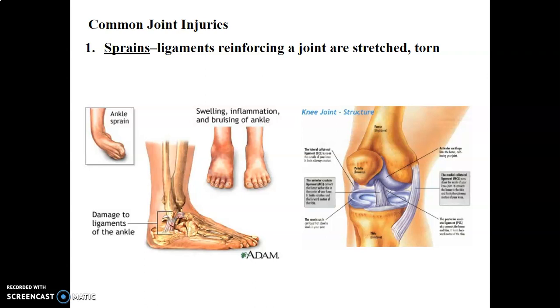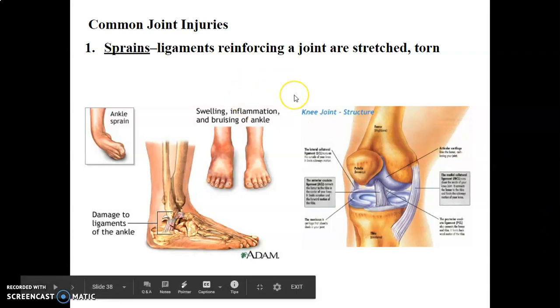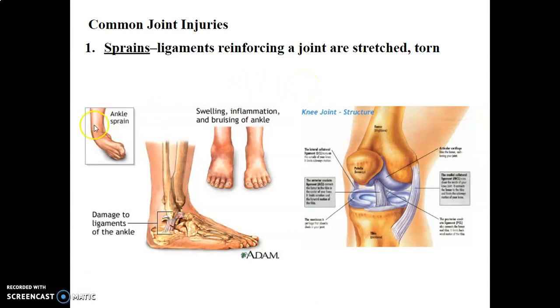Let's finish up with some injuries. We've already talked about a few injuries, especially like breaks and things. Let's talk about joint injuries, though. Sprains are probably the very most common ones. A sprain is when the ligaments that reinforce a joint are stretched or torn. Think about a sprained ankle here. Ouch. You might roll your ankle.